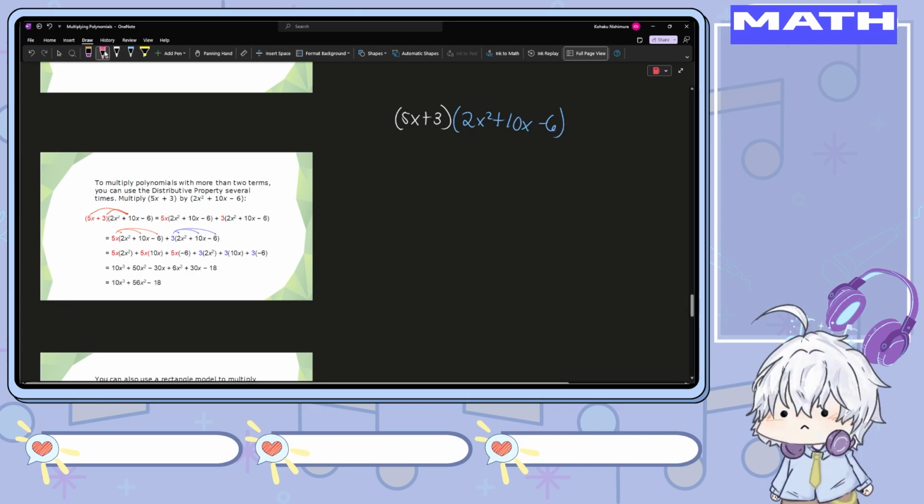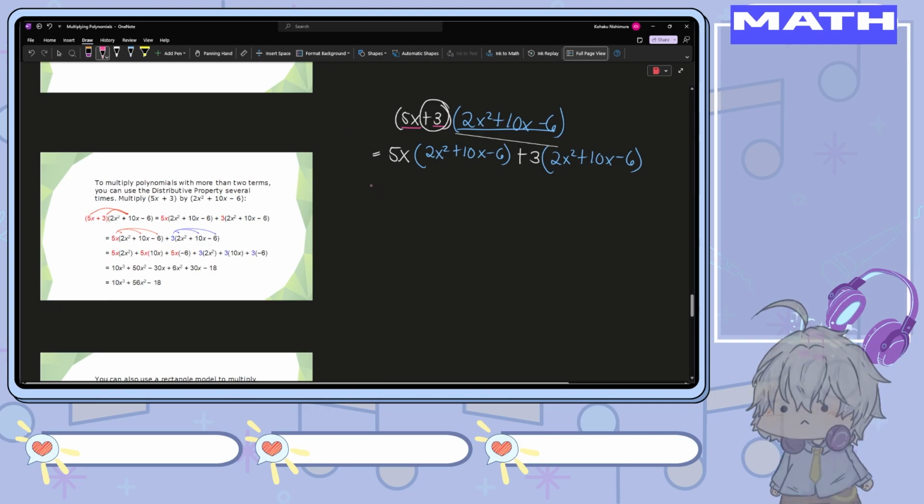First things first, you can observe that we can distribute these two separately. So I'll start first with 5x. So I will distribute 5x first to this entirety. If I do so, we will have 5x times the quantity of 2x squared plus 10x minus 6. But we are not done yet. We also need to distribute the one that we left, which is positive 3. So that will be plus 3 times the quantity of the same thing, which is 2x squared plus 10x minus 6.